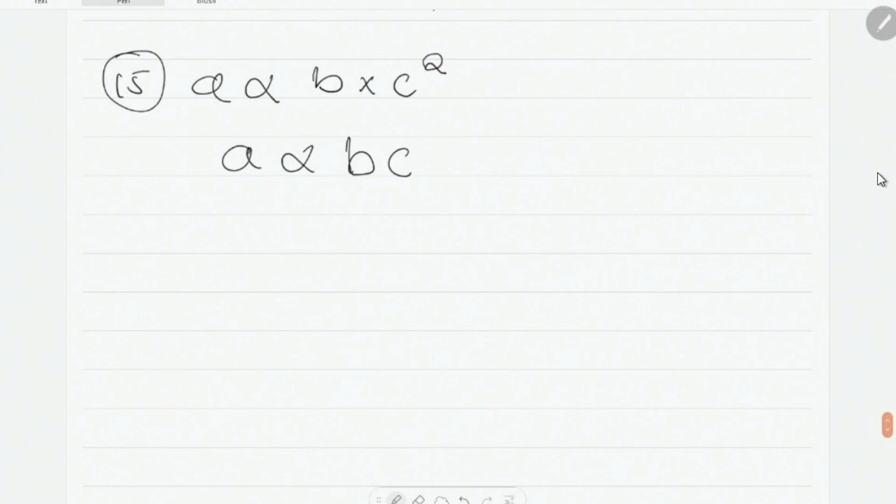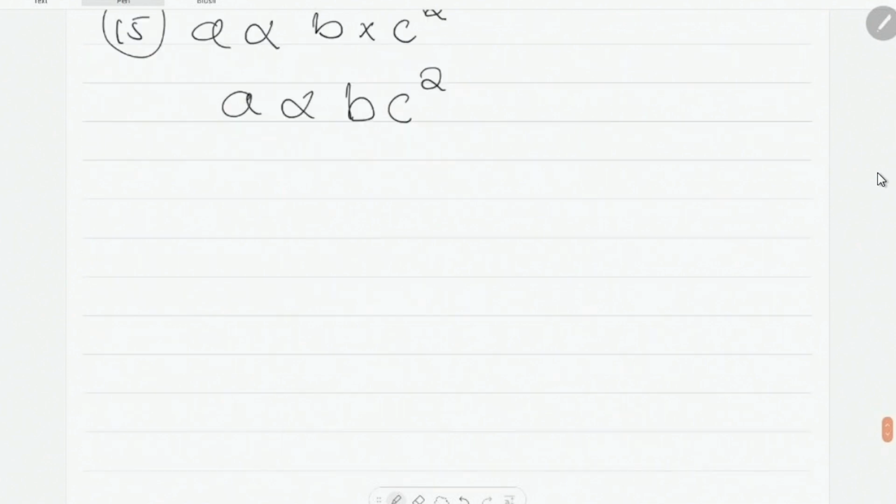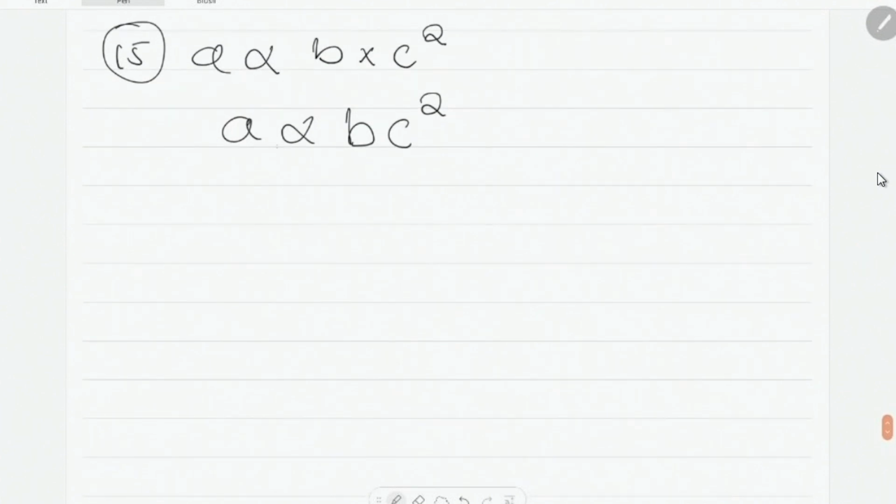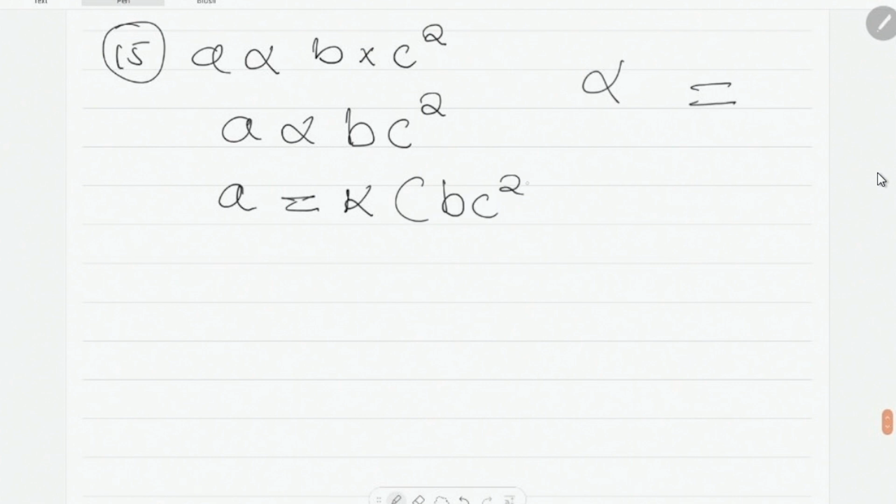When I replace the variation symbol, or the symbol of proportionality, with an equal sign, I will multiply the right hand side by a constant of variation, which in this case I will call K. So this is the same thing as A is equal to K multiplied by B C squared, which is A equals K B C squared.